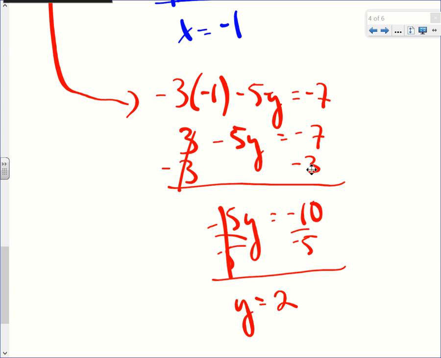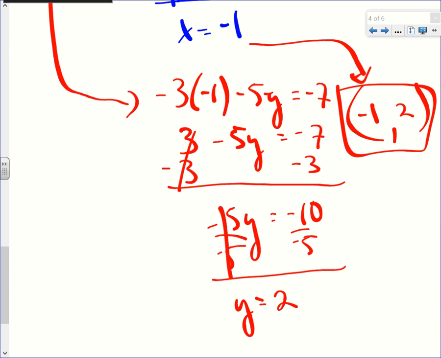Very nice. So our solution was negative 1 for x and positive 2 for y. We solved it. Questions?